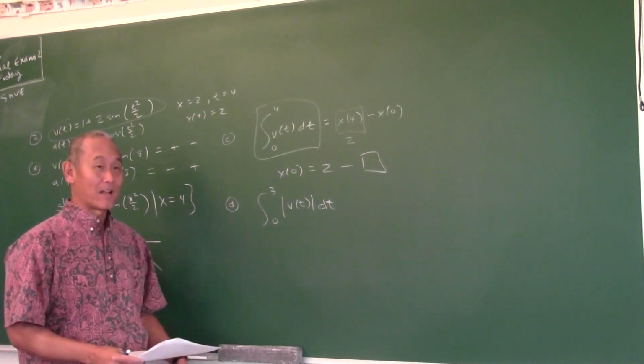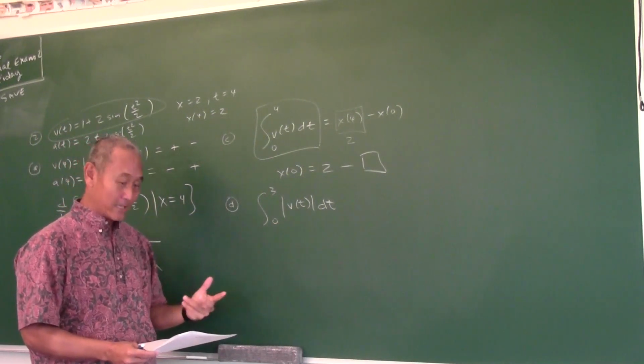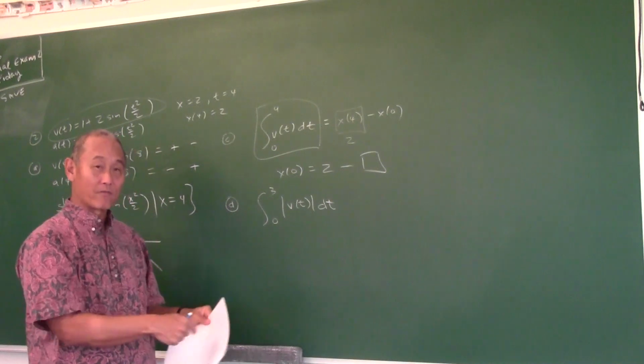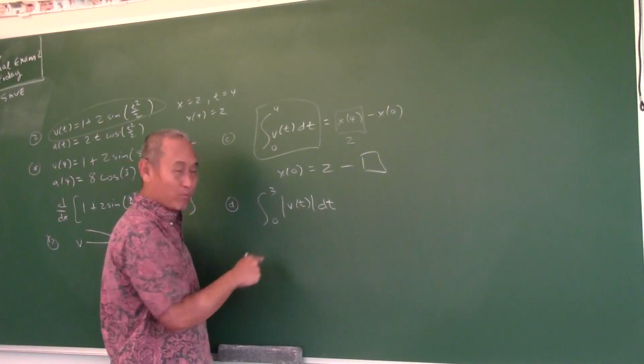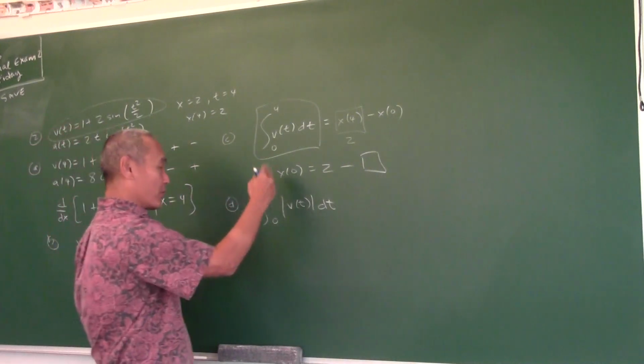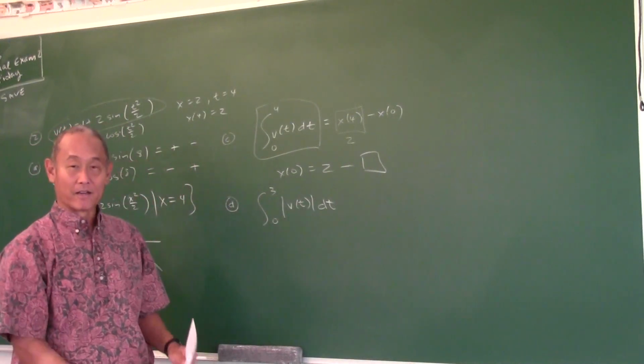If you don't put the absolute value on, what you're computing is the displacement. They want total distance traveled, so you need that absolute value there. 1 point for this integral, and 1 point for the correct answer. If you don't put any absolute value, that's minus 2 already.